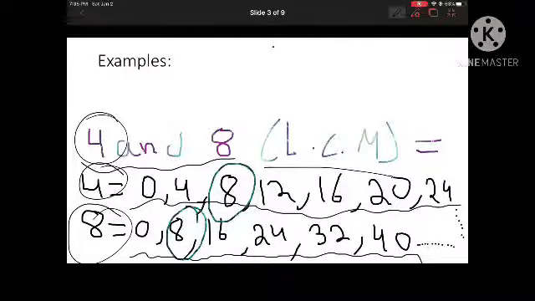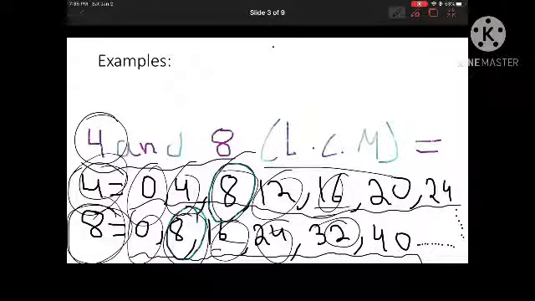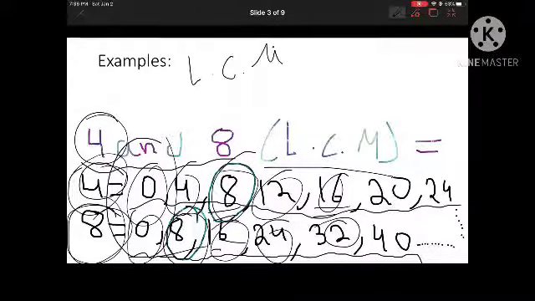Now, which multiple is the least repeated multiple in 4 and in 8? Let's see. 0, 4, 8, 12, 16. 0, 8, 16, 24, 32. Let's choose 16. Yes, 16 is a common multiple in both. But is 16 the least common multiple? No. So we start from this side. 0, 4, 8 and 0, 8. Do we have any common number? Yes, we have 8. So 8 is the least common multiple. So the LCM of 4 and 8 equals 8.